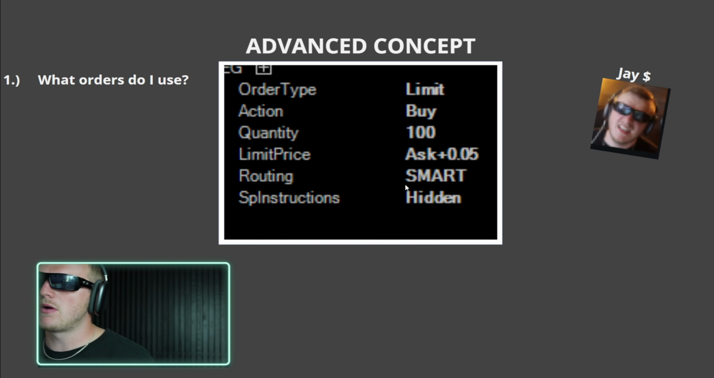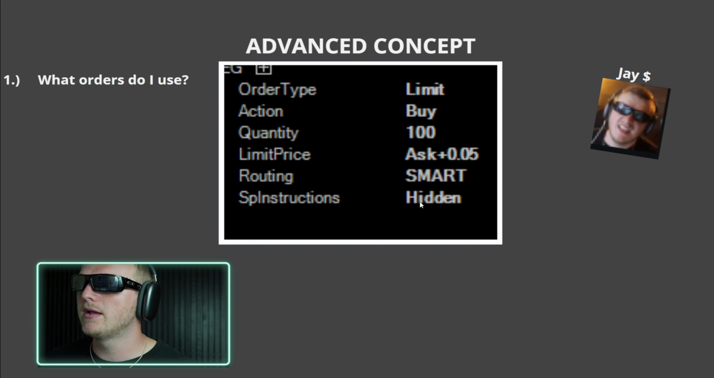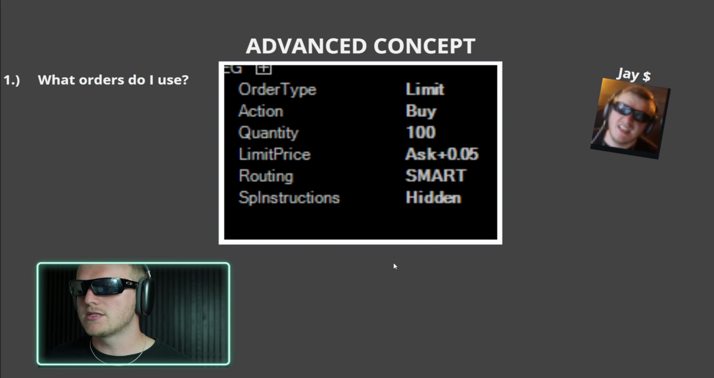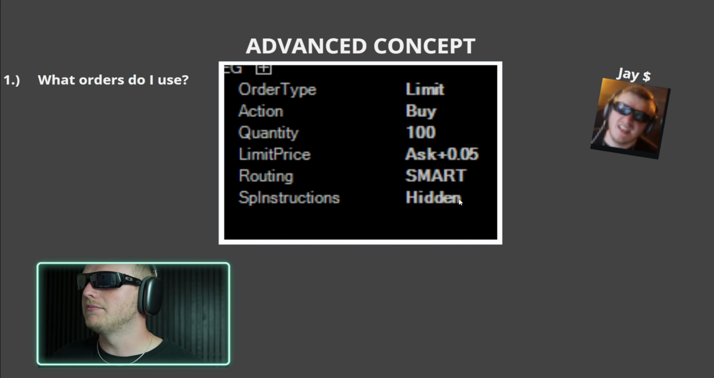And the last thing, smart routing just means it's going to fill you at the best possible price point. And then special instructions: hidden. I don't want other traders to see my order, because there can be times where I size up and I could potentially affect the price of a stock if other traders can see my big buy or sell order. Obviously, I hate hidden buyers and sellers. I get that, but hate the player, don't hate the game. So I'm a hidden buyer oftentimes.